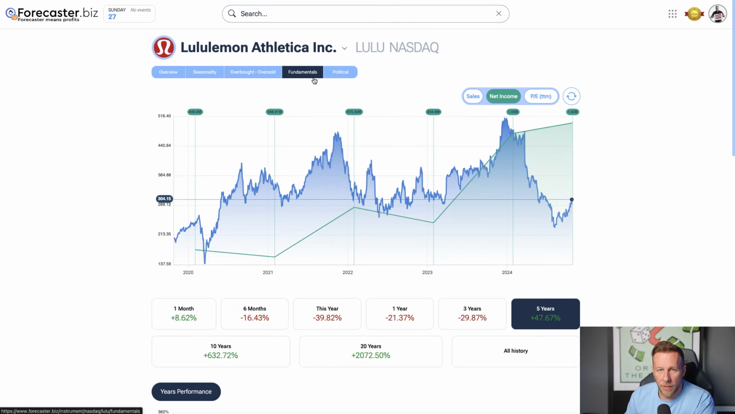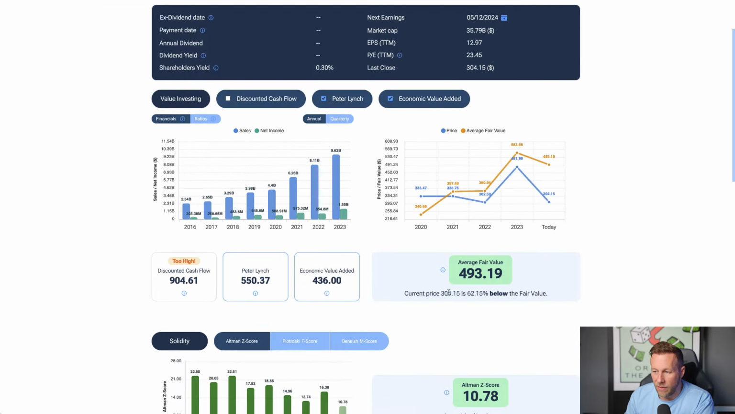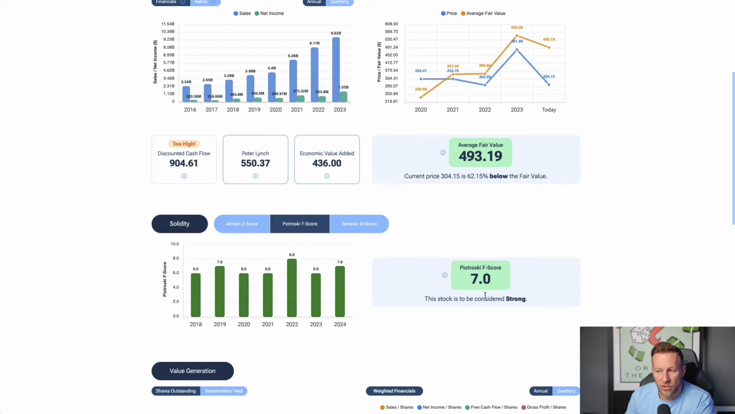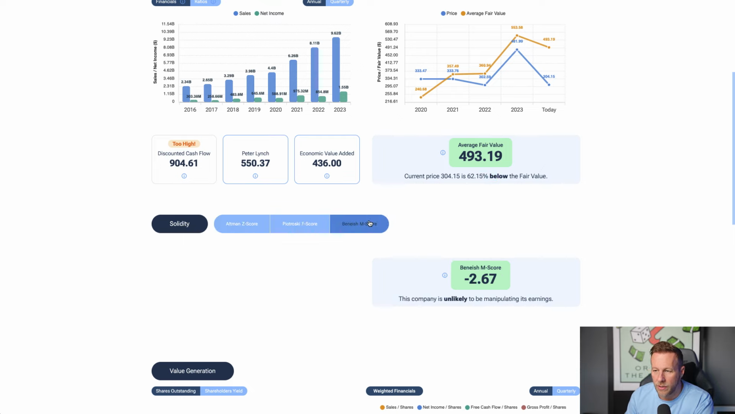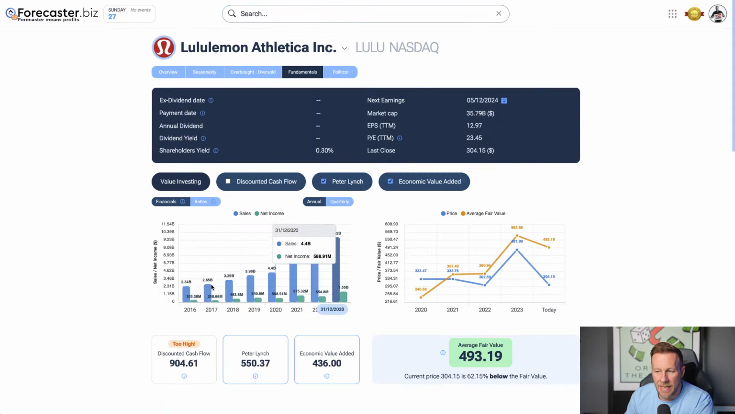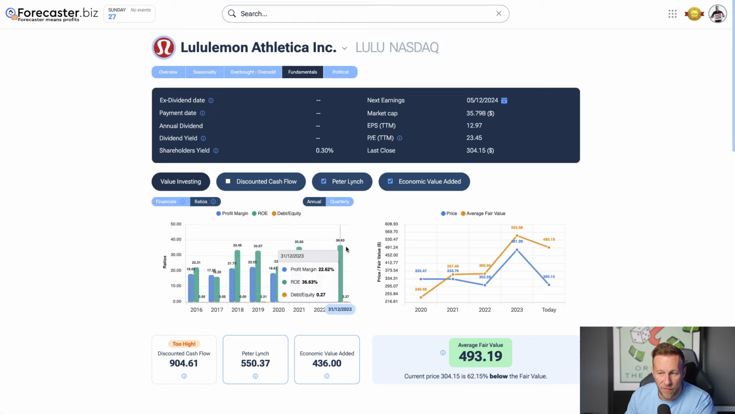Now, if we go to the fundamentals on this, you can see that we've got a very, very undervalued company, 62.15% below the fair value. We can see that there's a very low risk of bankruptcy. The stock's strong on the Piotroski score, and you can also see that it's very unlikely to be manipulating its earnings based on the Beneish M-score. The net income is also growing and growing, and the ratios are very good as well in terms of profit margin, ROE, and their debt to equity.